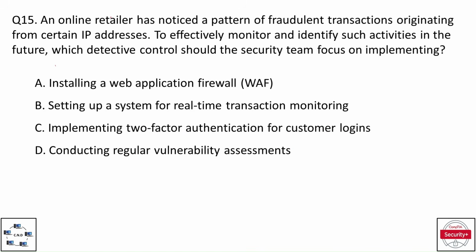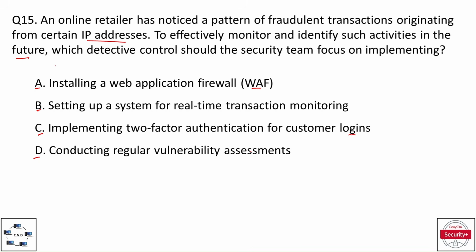Question number 15. An online retailer has noticed a pattern of fraudulent transactions originating from certain IP addresses. To effectively monitor and identify such activities in the future, which detective control should the security team focus on implementing? And the options are: option A, installing a web application firewall, that is WAF. Option B, setting up a system for real-time transaction monitoring. Option C, implementing two-factor authentication for customer logins. And option D, conducting regular vulnerability assessments.